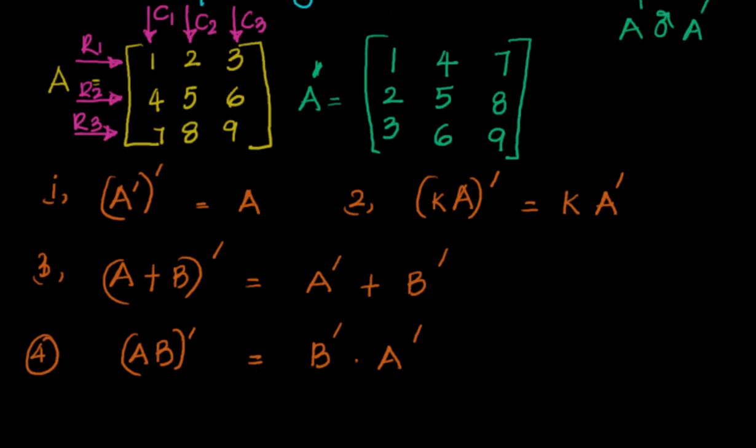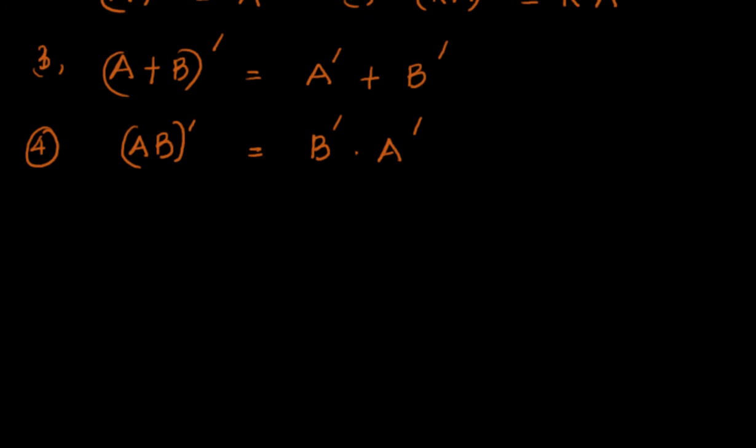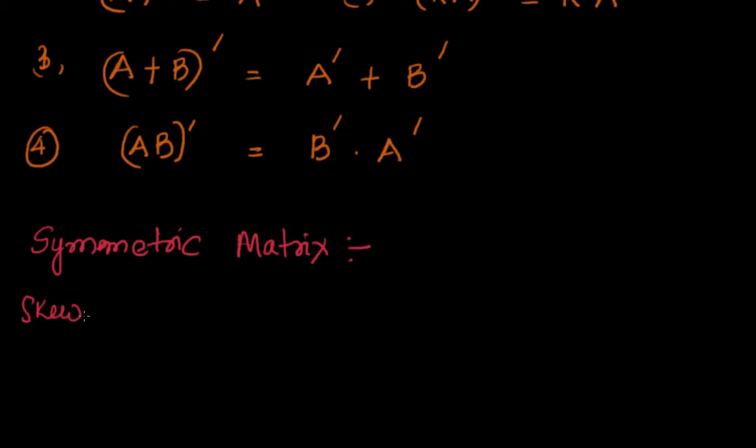Now we will look at a couple of definitions, types of matrices. One is the symmetric matrix. The next one is the skew symmetric matrix. What's the meaning of them?